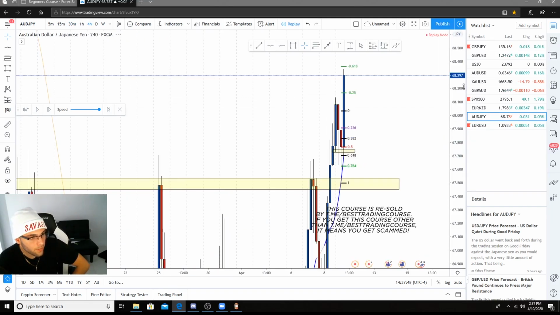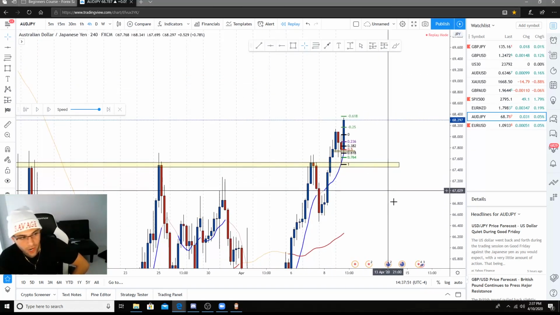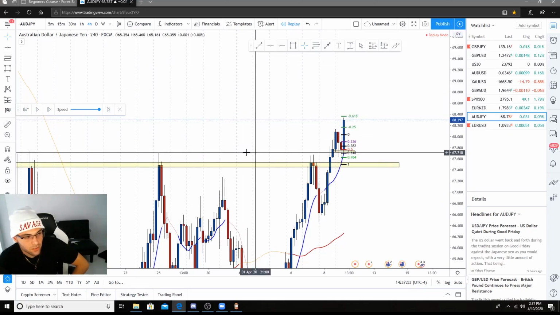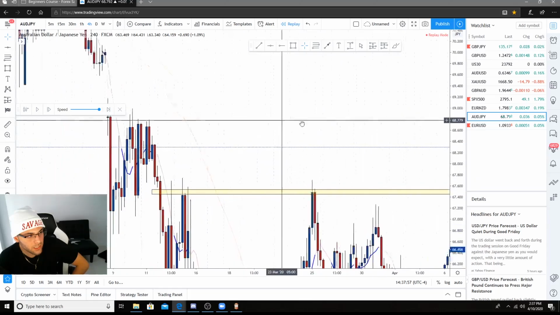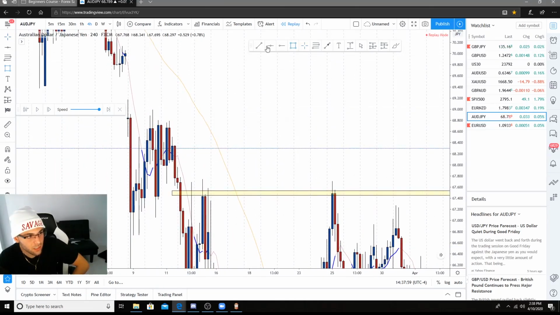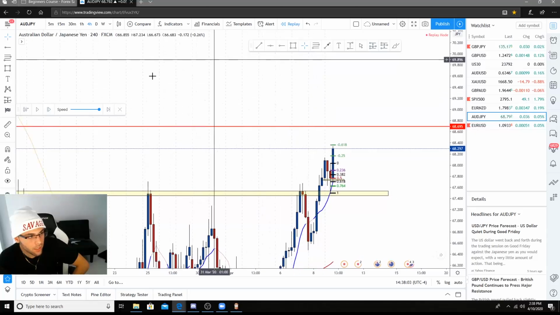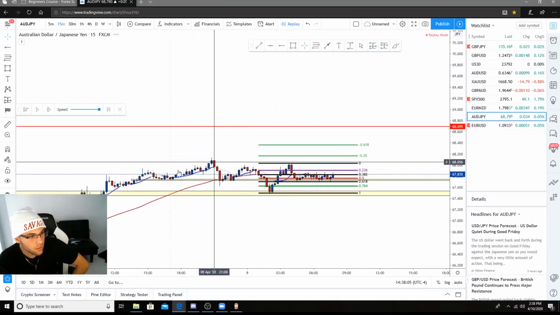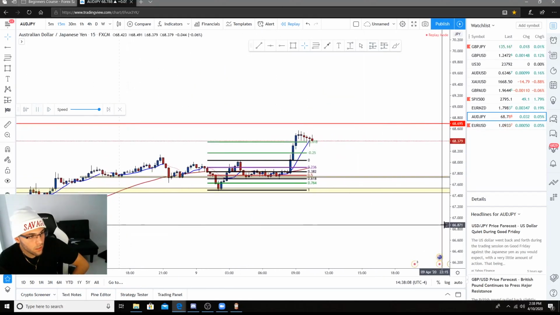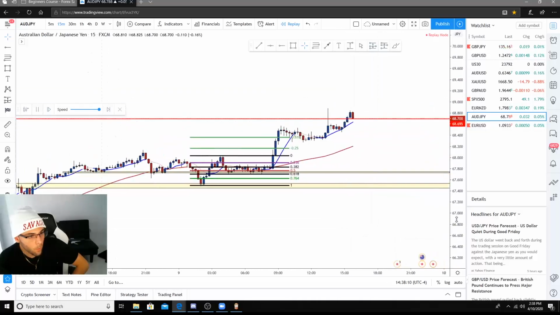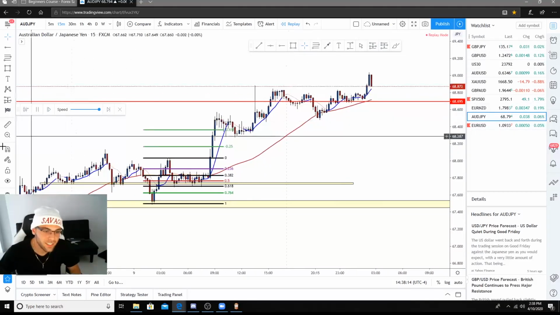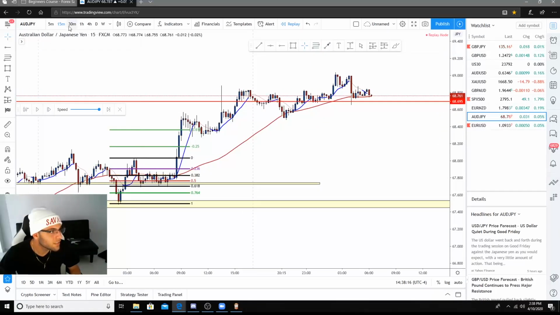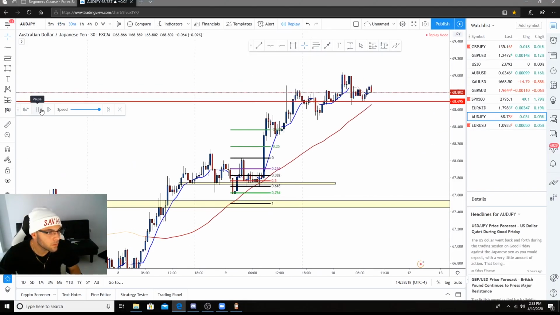Now I'm going to go to the 4 hour. Since we are creating new higher highs and we don't have anything over here to target, like supply and demand zones and support and resistance, we're going to go to the previous day and draw a line right here. And look at this. Boom. Isn't that perfect? Isn't that clean? There you go.